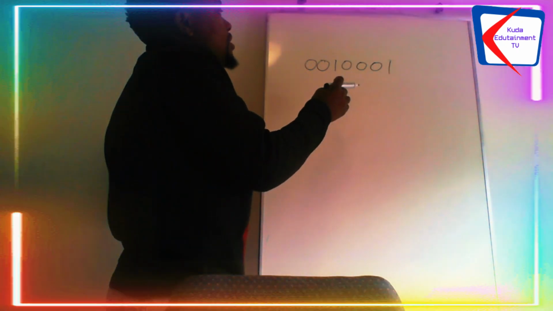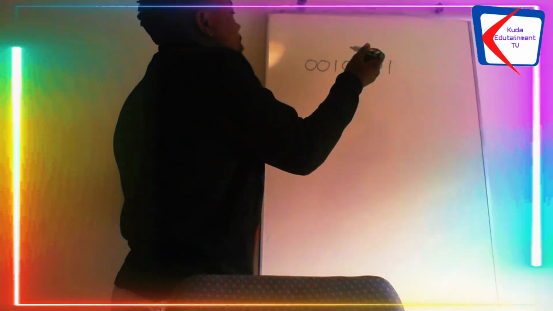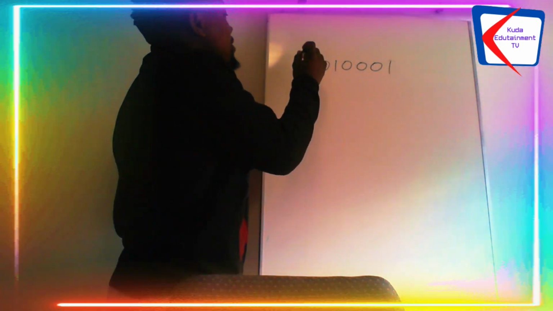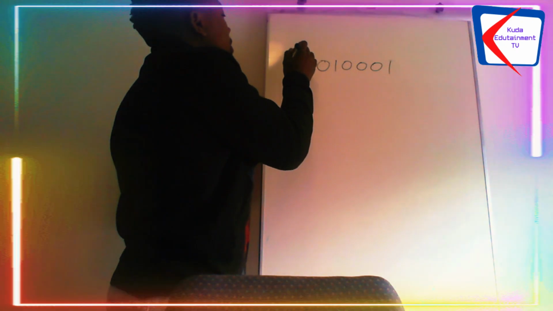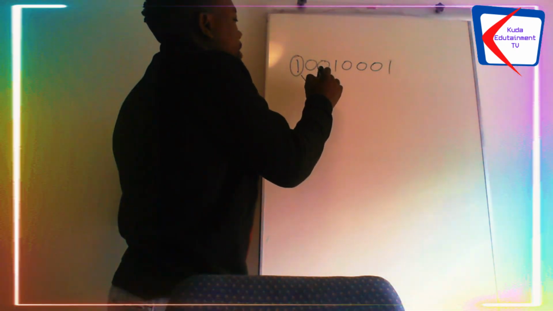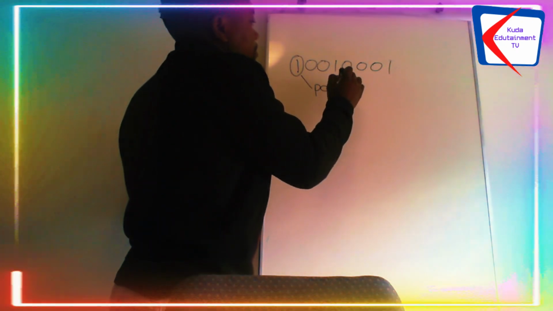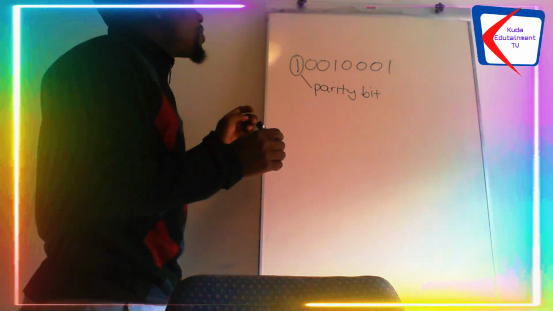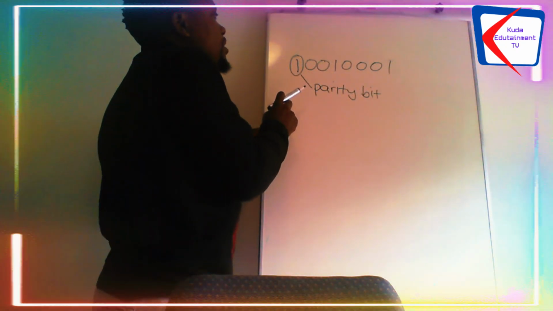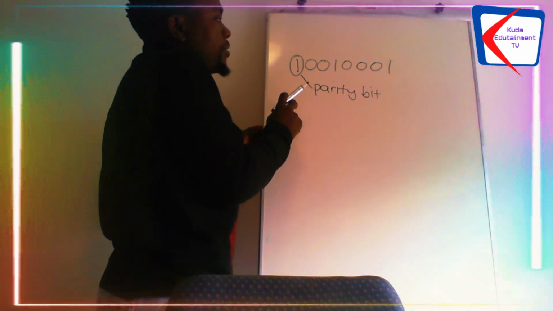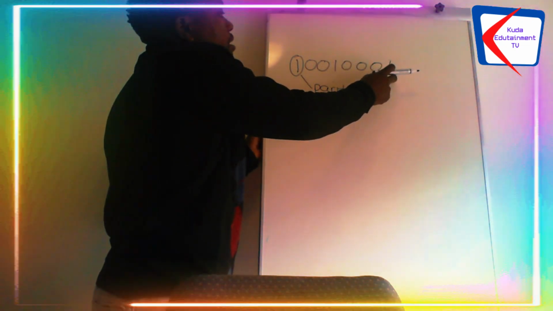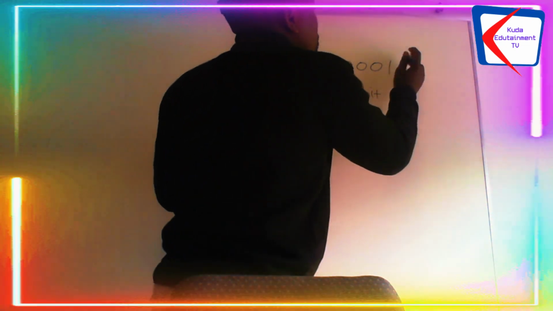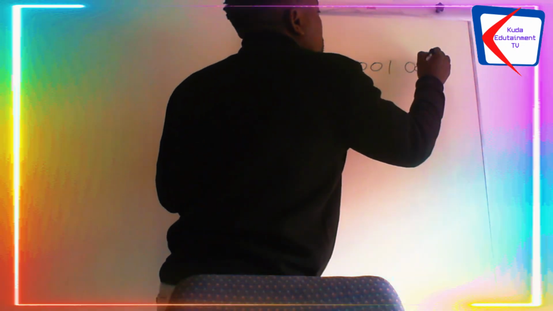It is added either to the left or to the right, it doesn't matter. So let me just add this parity bit to the left. This one becomes our parity bit. So now how many ones do we have in our byte? We have got 1, 2, 3. So it means we are using an odd parity.